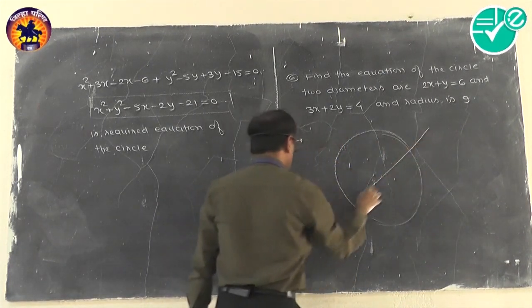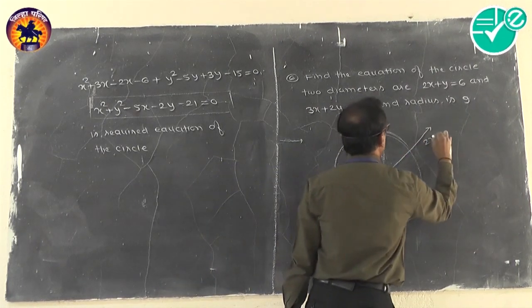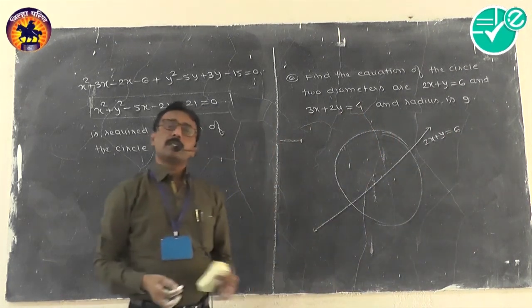You know a diameter is a line. This is your first diameter. Diameter number 1 is 2x plus y equal to 6. You know the concept of diameter.